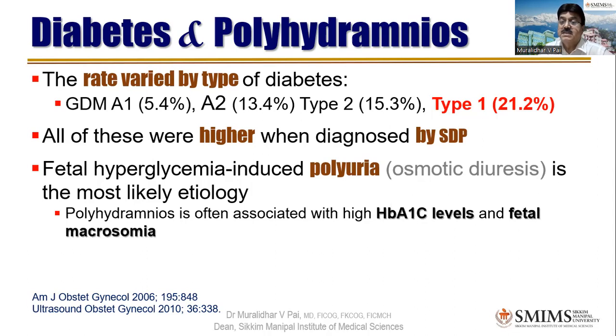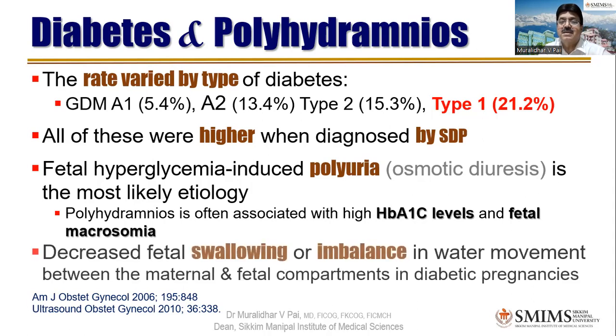Polyhydramnios is often associated with HbA1c levels and fetal macrosomia. The more the HbA1c levels and the more macrosomia, there will be more polyhydramnios. In fact, this was my favorite question to the postgraduates. Can you diagnose diabetes or worsening of the diabetes without doing blood sugars? Yes, the answer is, if there is polyhydramnios, if there is macrosomia, that means it is worsening or the condition is not under control. Decreased fetal swallowing or imbalance in water movement between the maternal and fetal compartments in diabetic pregnancies also contribute, in addition to overproduction in the form of polyuria.